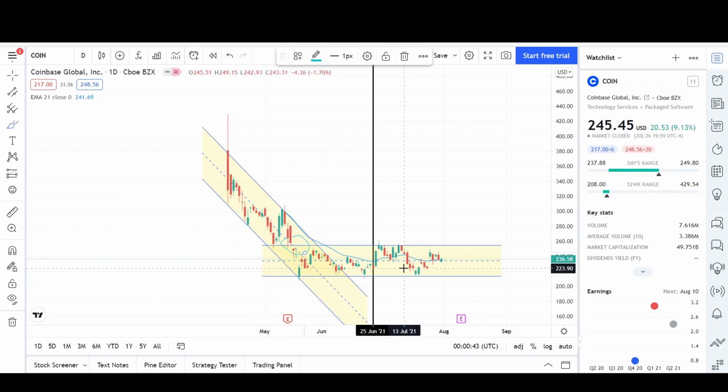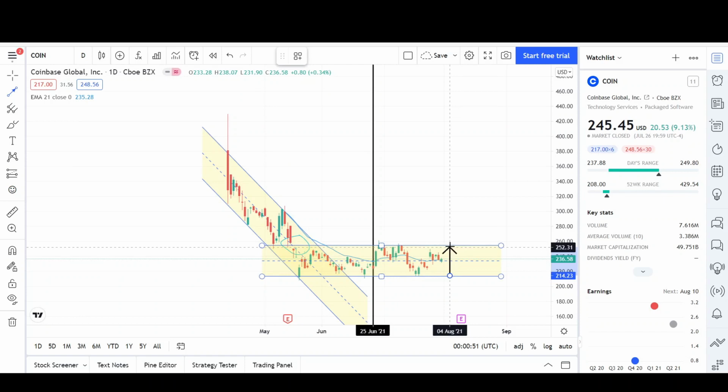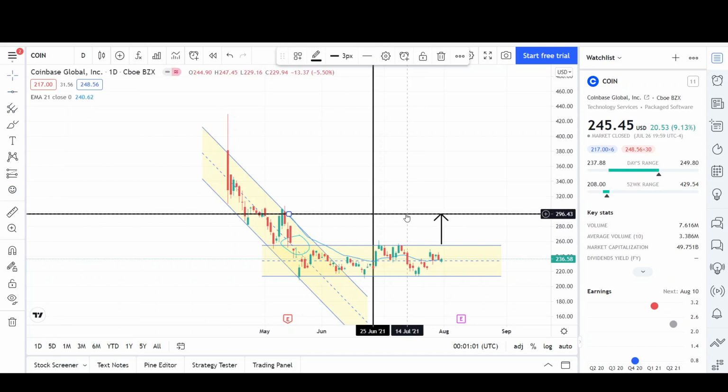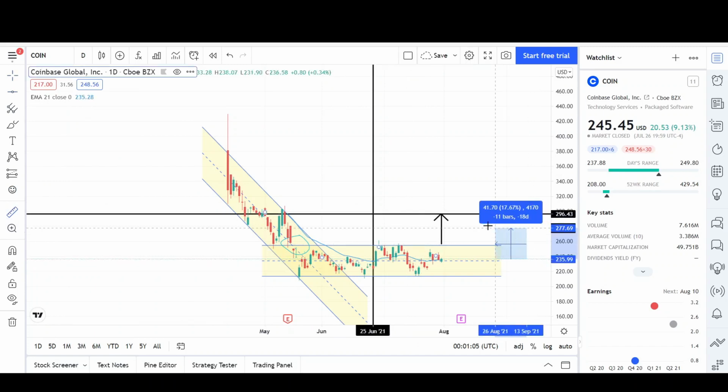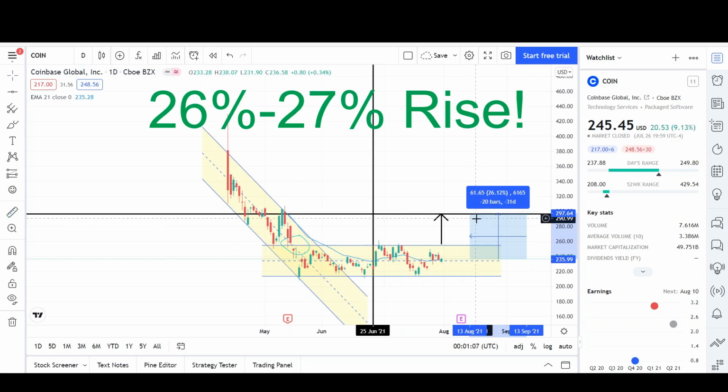Sooner or later we are going to break out of the range, and if we were to move out, these are the potential price targets. If we break up to the upside, this is going to be the target right here. Go ahead and put a horizontal line for you guys. About the 298 level, the $300 level. Here you go, here's the horizontal line, and if I were to do a percentage gain from now, that would be about a 26% gain.